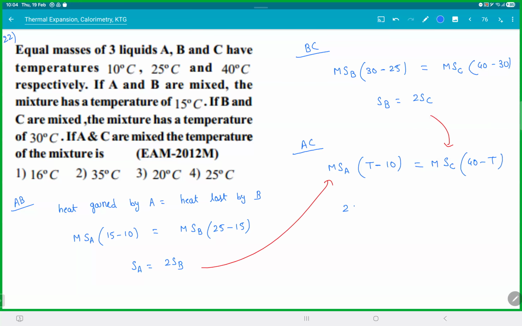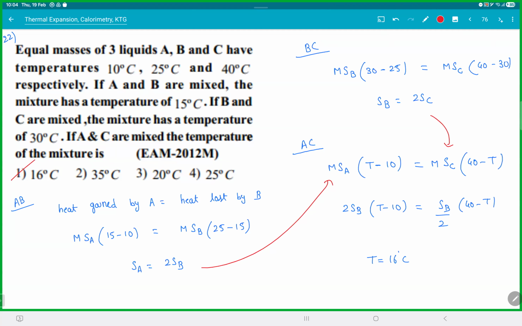This would be 2SB, T minus 10, and this will be SB by 2, 40 minus T. SB will cancel. We end up with T equal to 16 degrees. First option. Please have a look at this.